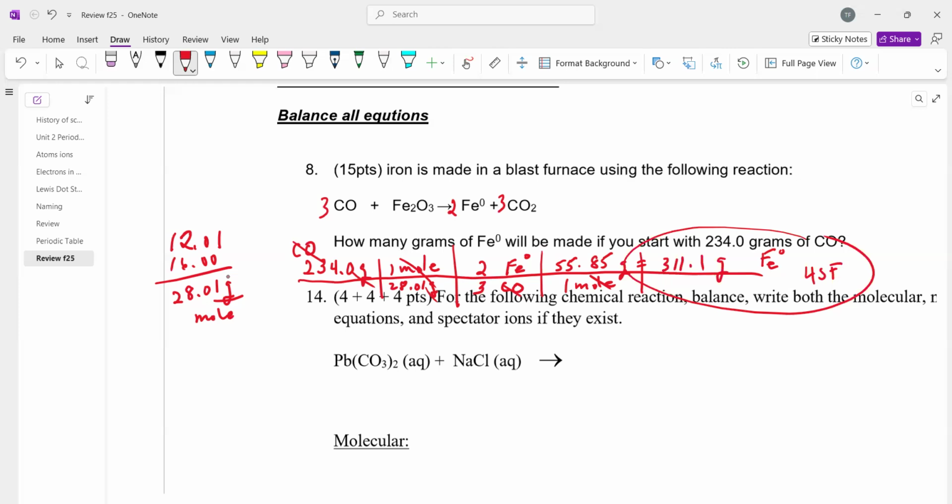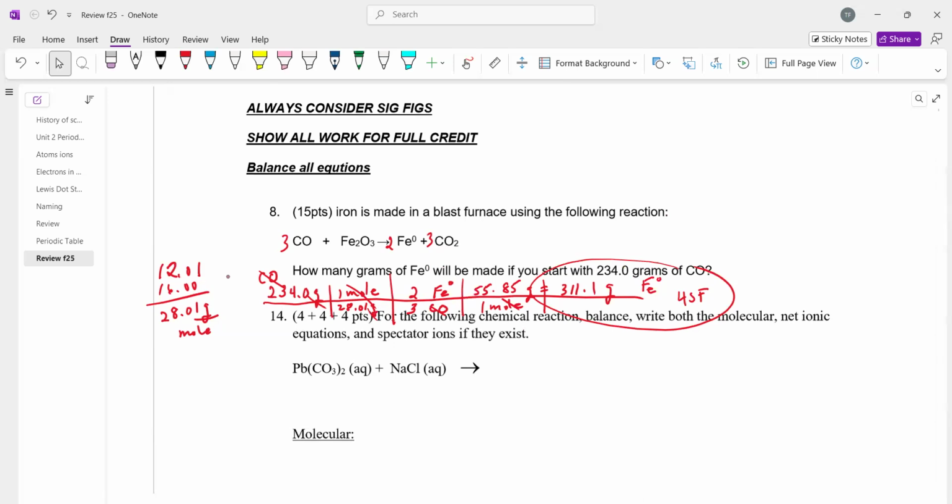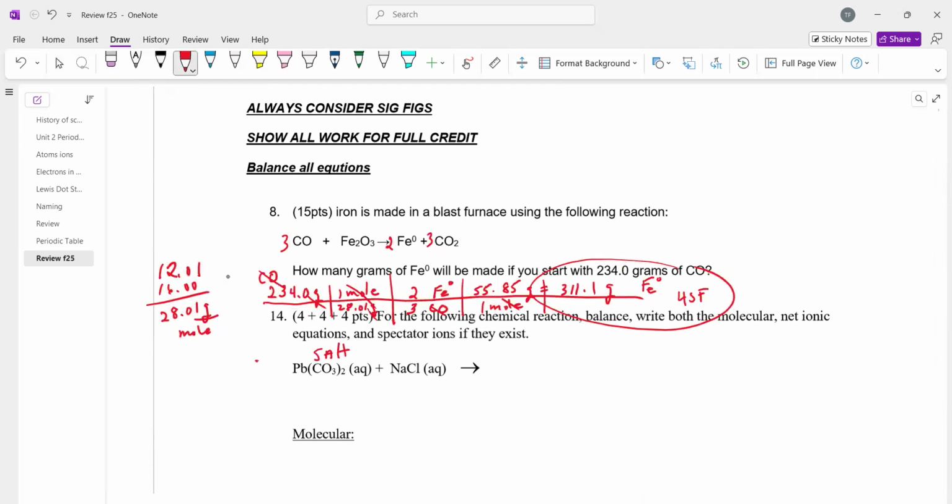Okay, with the following chemical equation, balance it, and write both the molecular and ionic equations, if there is one, and spectator ions, if they exist. Okay, so this is a salt. And this is a salt. So when you have 2 salts together in water, when you mix them together, that's a double replacement reaction. So let's see what happens when we mix it up.